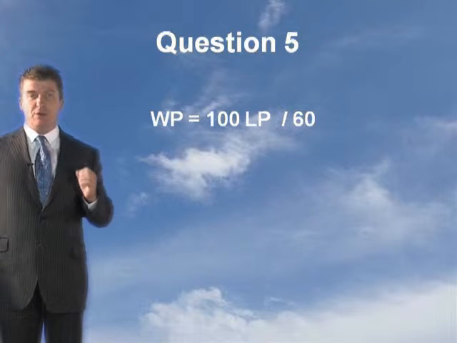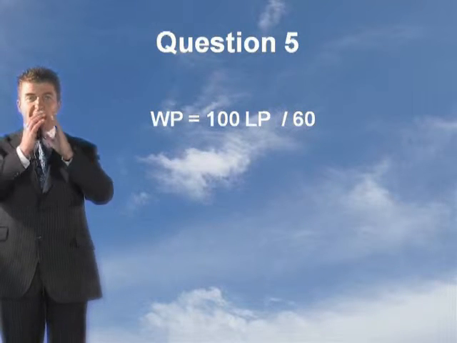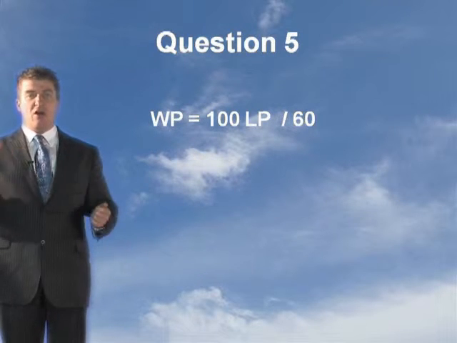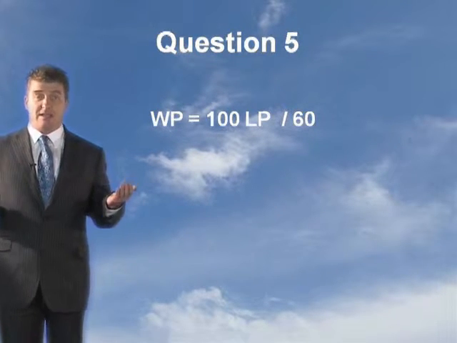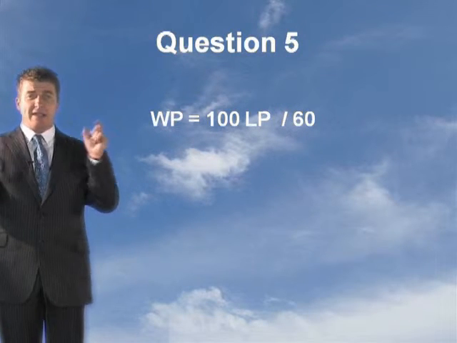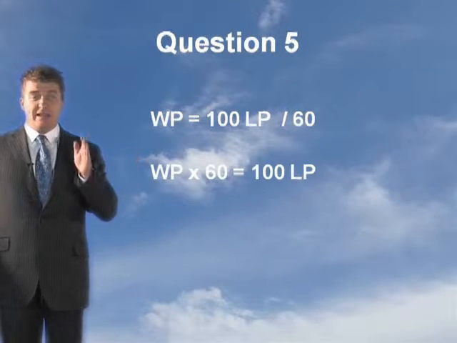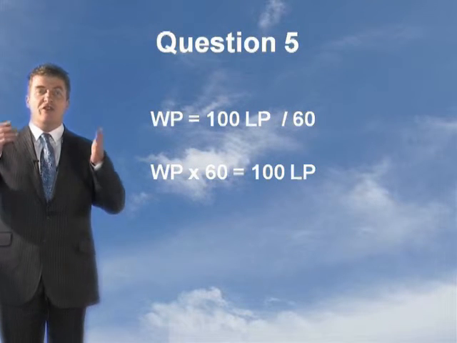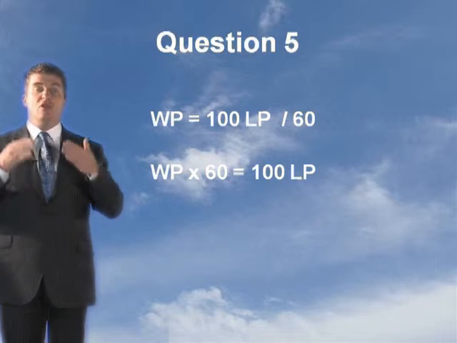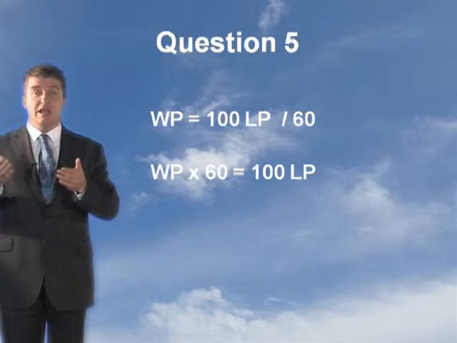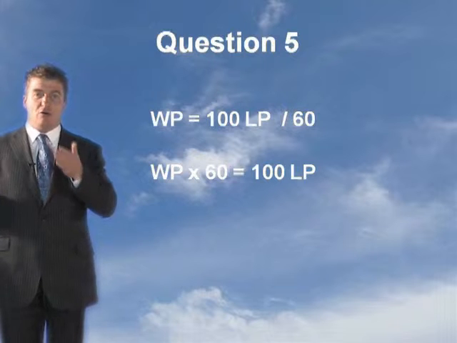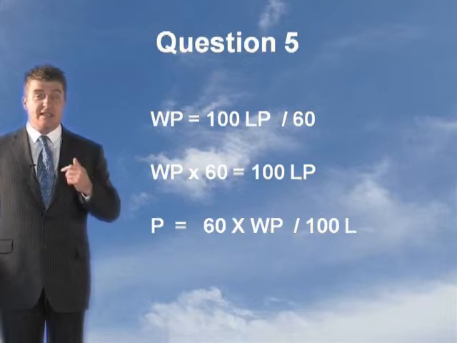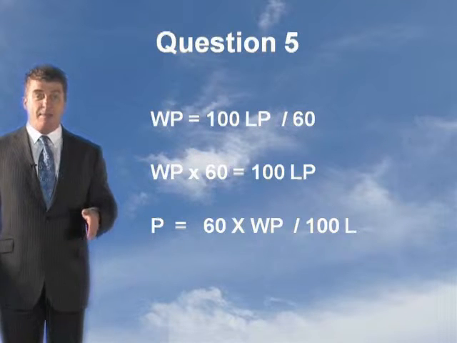Using this formula, WP equals 100 LP divided by 60, we need to get P to be the subject of the equation. So you need to transpose it. How do you transpose it? You need to get everything attached to that P to the other side. At the moment, the whole thing on the right-hand side is divided by 60. So if you times both sides by 60, you get WP times 60 equals 100 LP. Now, how do you get rid of the 100L on one side? It's 100 times L times the pressure, so all you do is divide both sides by 100L. Therefore, P equals 60 times WP divided by 100 times L.